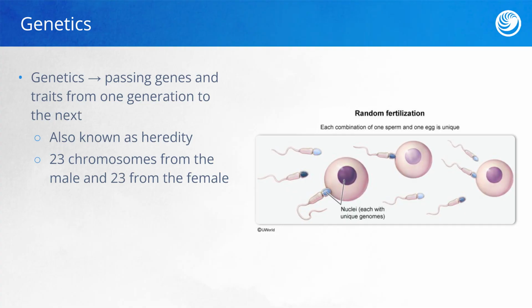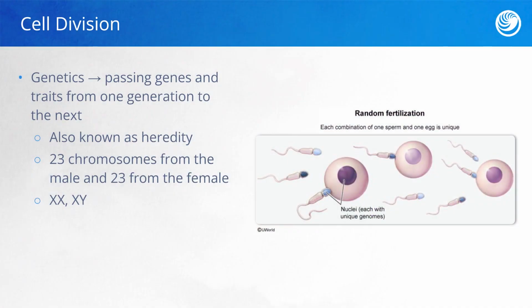23 chromosomes from the male pass to the now fertilized egg, which has 23 chromosomes from the female, making a total of 46 inherited chromosomes. This is referred to as the diploid number of chromosomes, which then combine to create 23 pairs of homologous or matched chromosomes that will replicate as the cells divide.